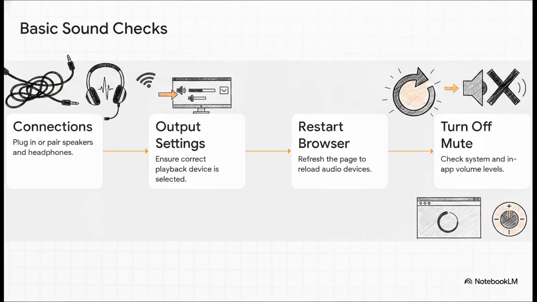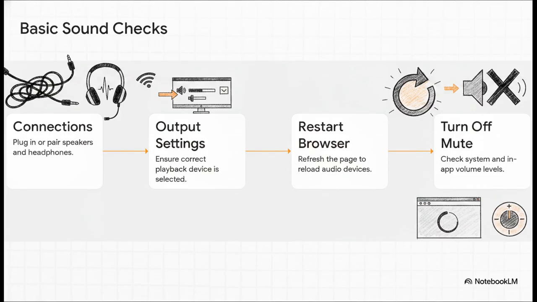Number 2, verify your output settings. Whether you're on Windows or Mac, you actually need to open up your sound settings and explicitly make sure the correct playback device is selected. Third, just restart your browser or refresh the page. Sometimes browser permissions get weird and reset, or the audio devices just load incorrectly in the background. And fourth, turn off mute. Double-check your OS volume, check the in-app volume, and don't forget to look at any actual physical dials on your external speakers.